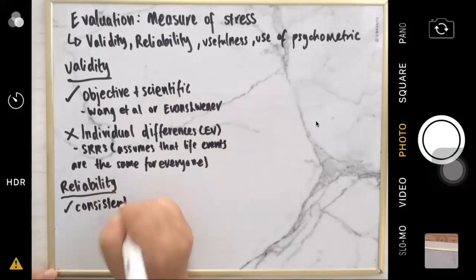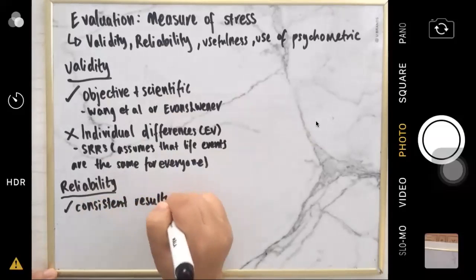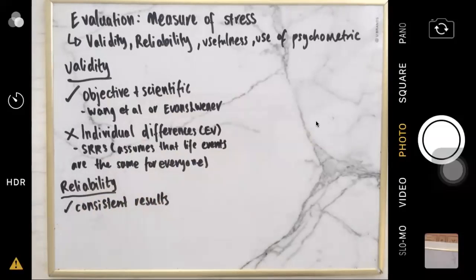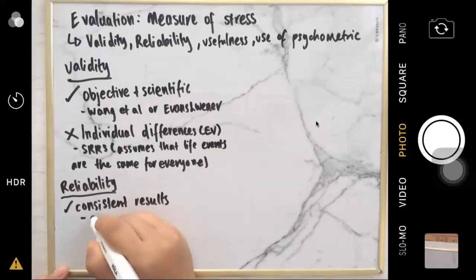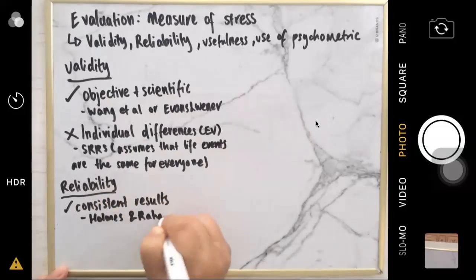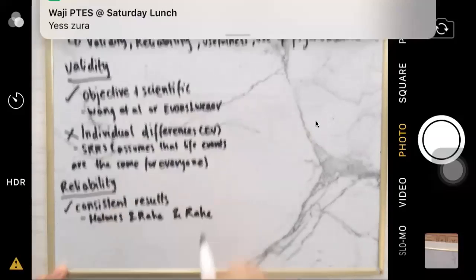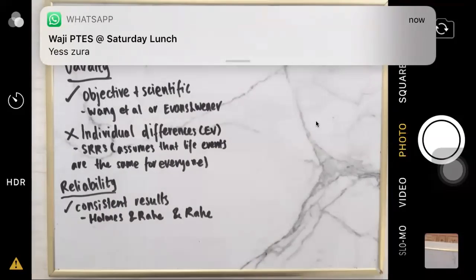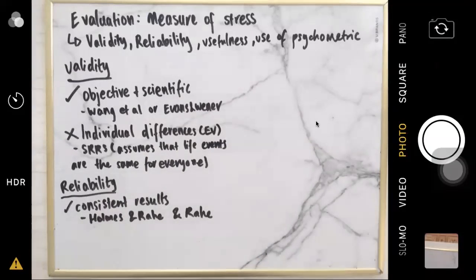Which study proves the reliability of another study in our topic? Rahe. Yes, Rahe. Which was proven by Rahe. Okay, so what is it that Rahe proved?